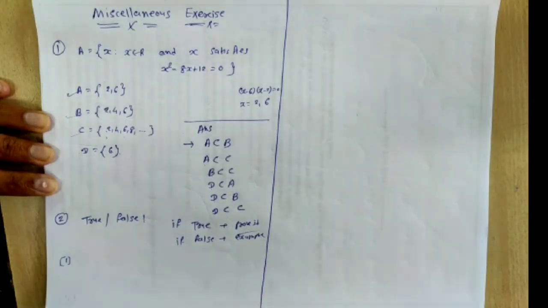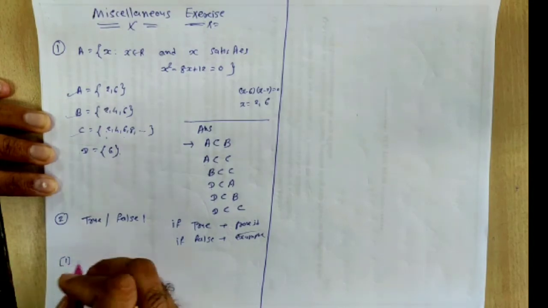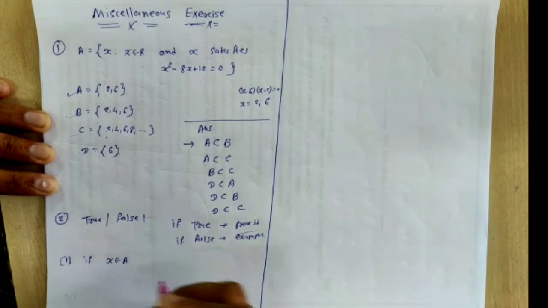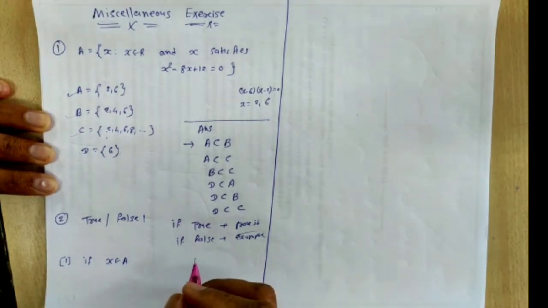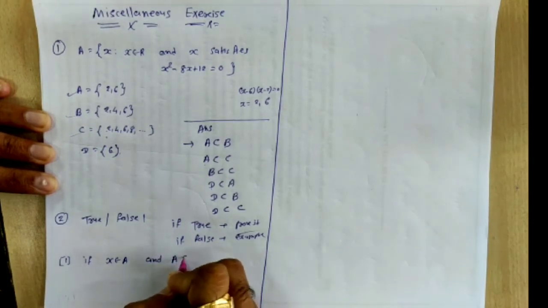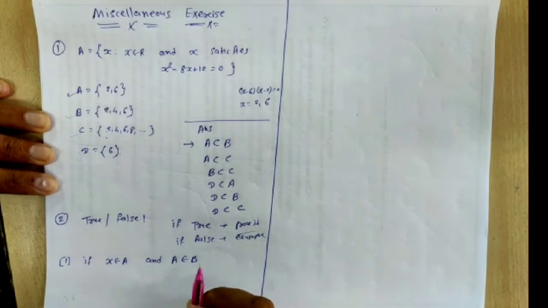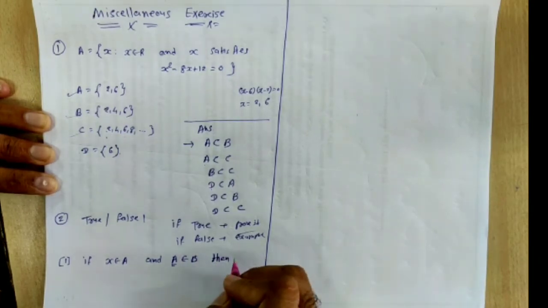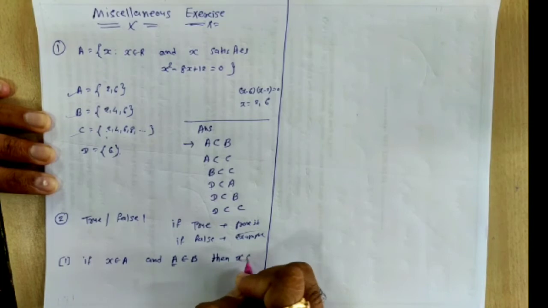The given first statement is if x belongs to A, one element x is there which belongs to set A, and we are given that A belongs to B. That means set A, the whole set A, is the element of set B. Then we can say that x is the element of set B.